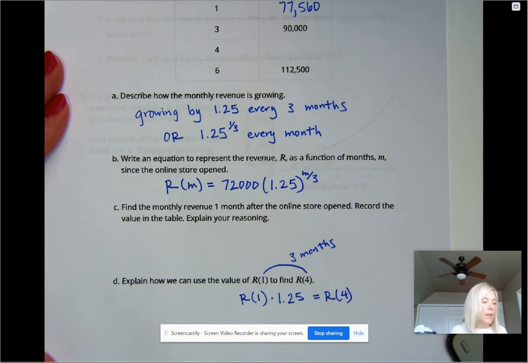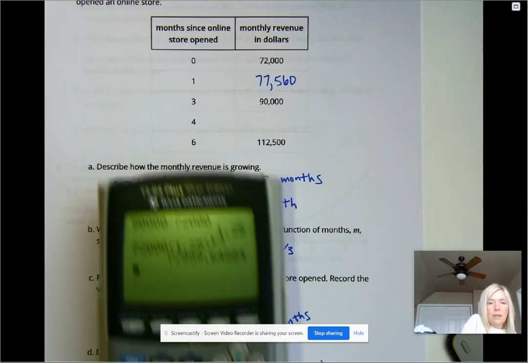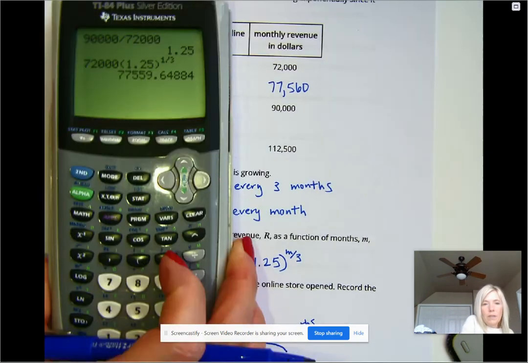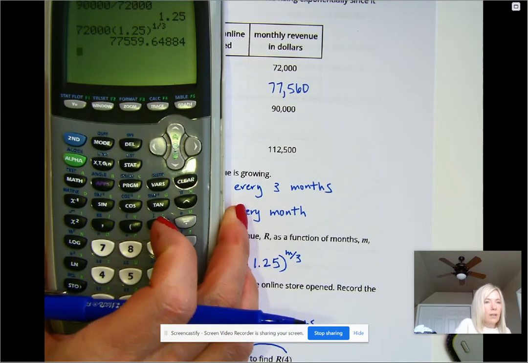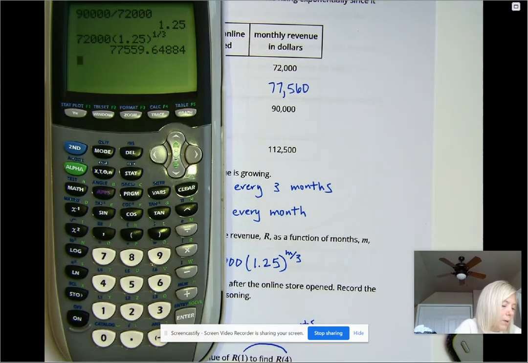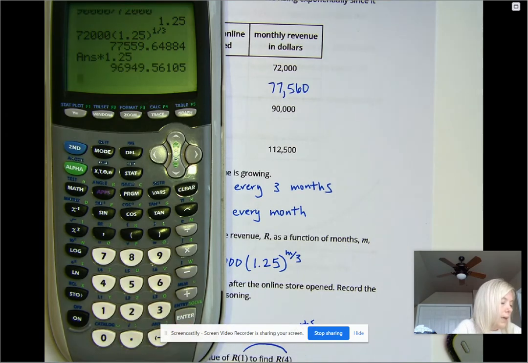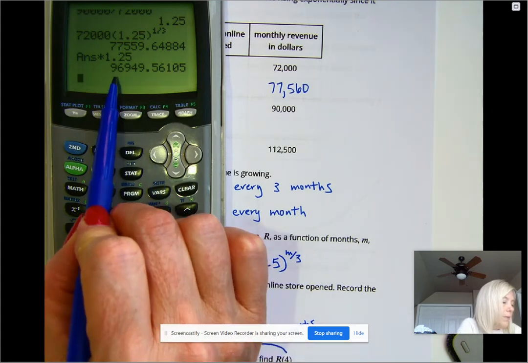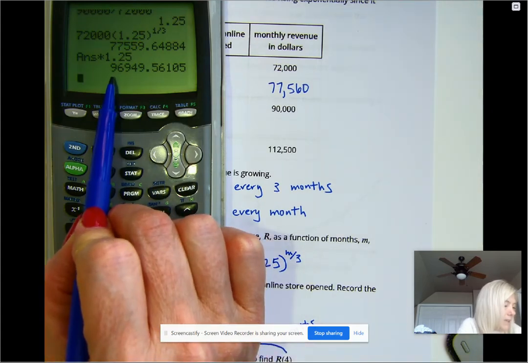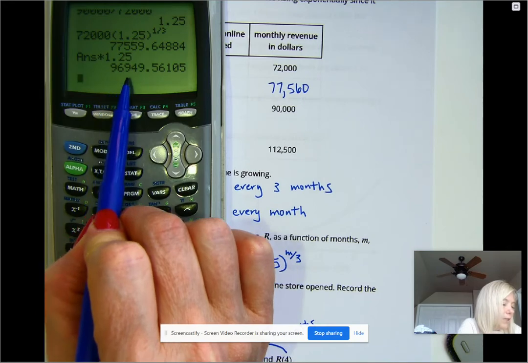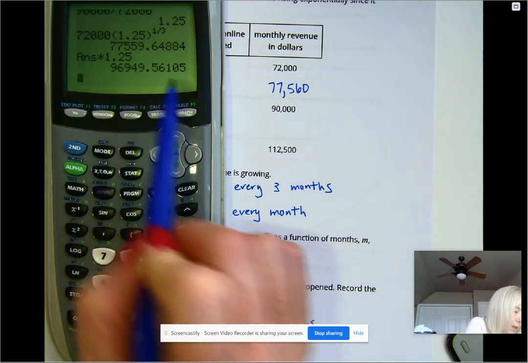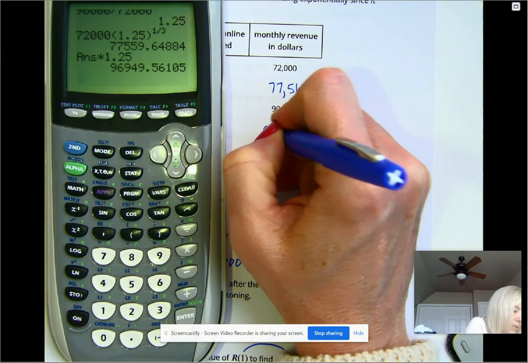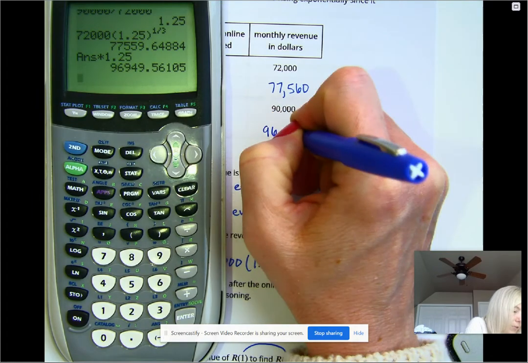Okay, so I'm just going to keep my answer as is in the calculator. I still have the R1 value in there, and I'm going to multiply it by 1.25. And so it looks like R4, or the 4th month, is 96,949 and some change, so I'm going to round it up, 96,950.